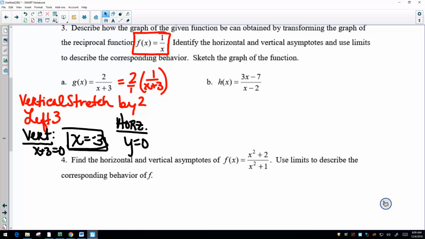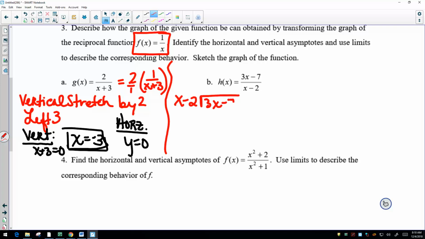Okay, if we take a look at letter B, now letter B is slightly different because I can see my degree in the numerator and degree in the denominator are the same. Very different from the parent function. But it said we could do division to transform it. So what I'm going to do is start by doing some polynomial division, some long division. You could also do synthetic division in this case, but we'll just do long division here.